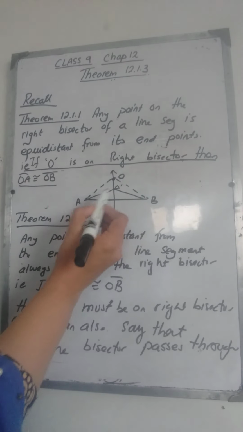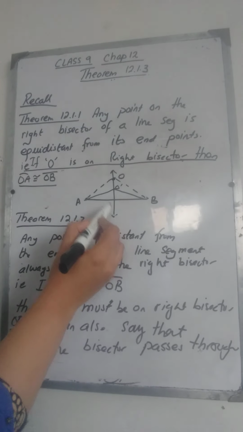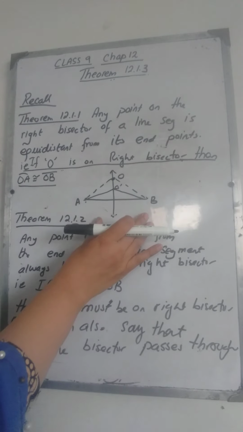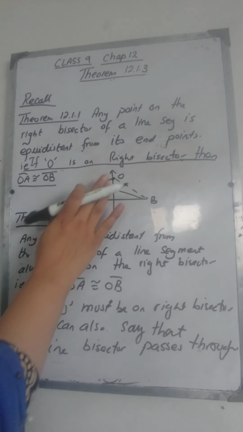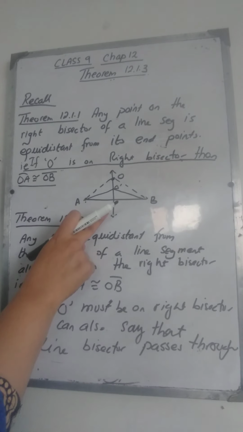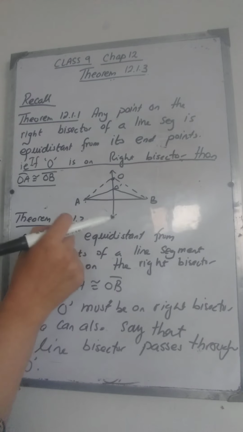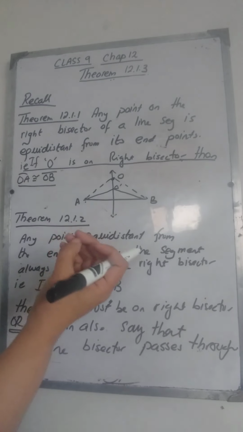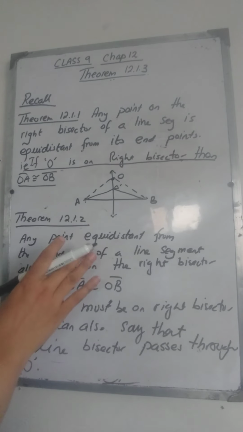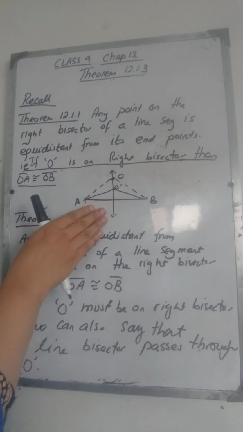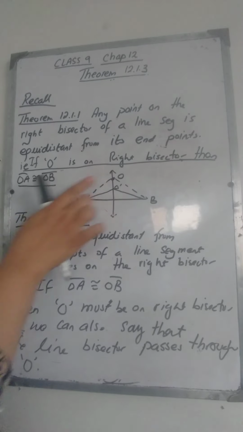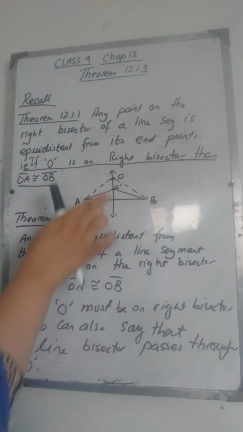If you take another point O dash, if it is on the right bisector, then it must be equidistant from the endpoints. So if somebody tells you that this point is on the right bisector, then you can easily write that as it is on the right bisector, therefore it will be equidistant from the endpoints. If you have this knowledge that a point is on the right bisector, then you can easily write that its distance from the endpoints will be the same. OA will be congruent to OB if O lies on the right bisector.